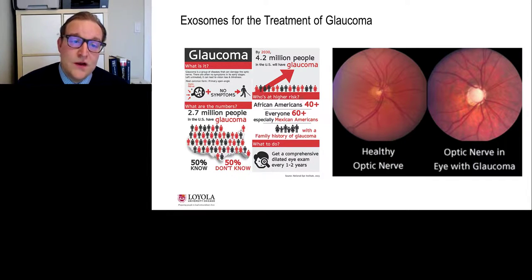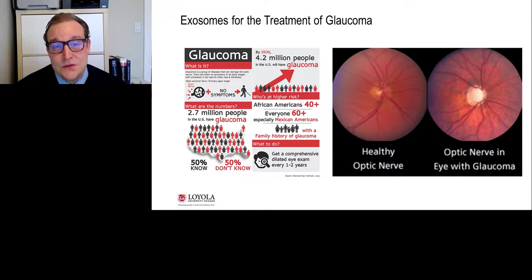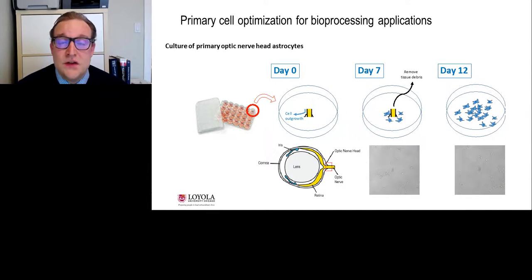Our approach is to isolate exosomes and identify therapeutics that can target these specific cells. For this, we need to optimize the primary culture of these cells in order to establish cost-effective, high sensitivity, and high efficacy bioprocessing applications. This slide just gives you a quick overview of a typical culture procedure.